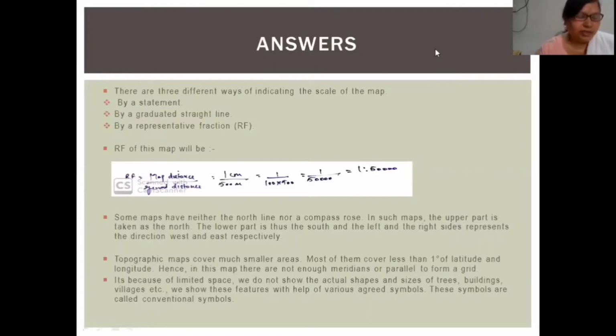And next question is, why is the grid of the topographic map not made up of parallels and meridians as in atlas maps? So the answer is, topographic maps cover much smaller areas. Most of them cover less than 1 degree of latitude and longitude. Hence, in this map, there are not enough meridians and parallels to form a grid.